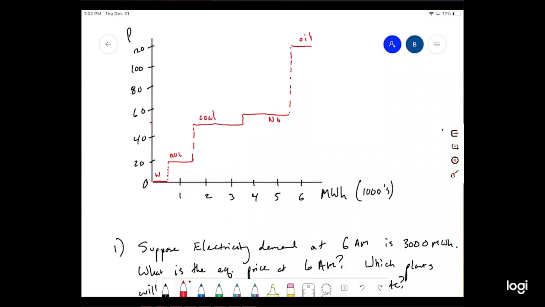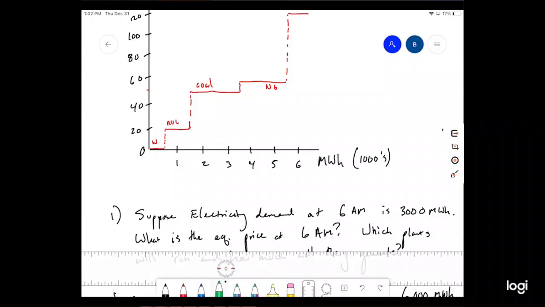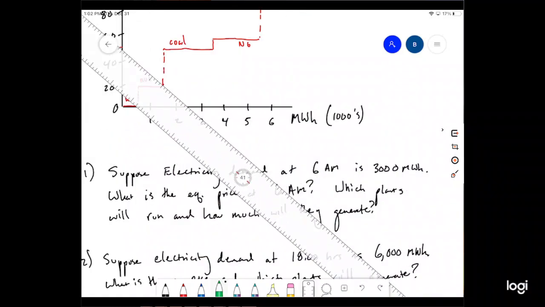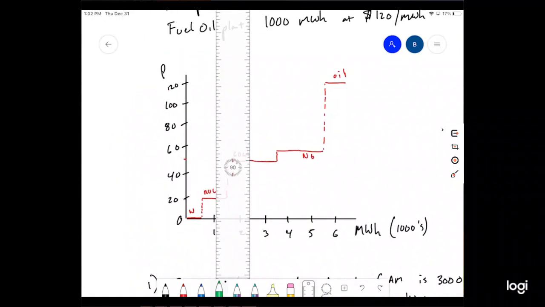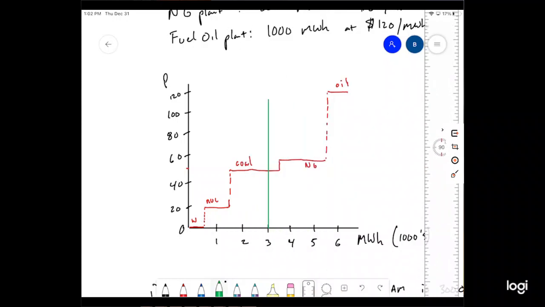Now let's suppose electricity demand at 6 a.m. is 3,000 megawatt hours. What is the equilibrium price at 6 a.m. and which plants will run and how much will they generate? So let's say 3,000 megawatt hours is our demand at 6 a.m. So let's add that on here. At 3,000 we have a demand curve that's going to go like that. Remember, demand is always perfectly inelastic. Put that over there for now.